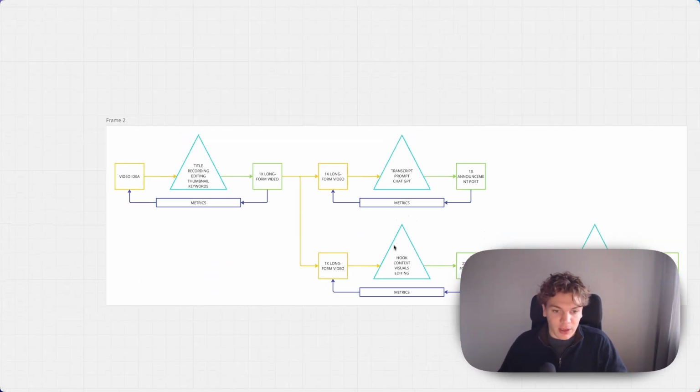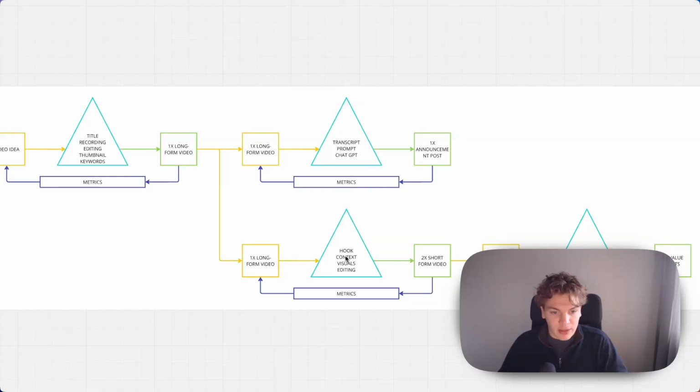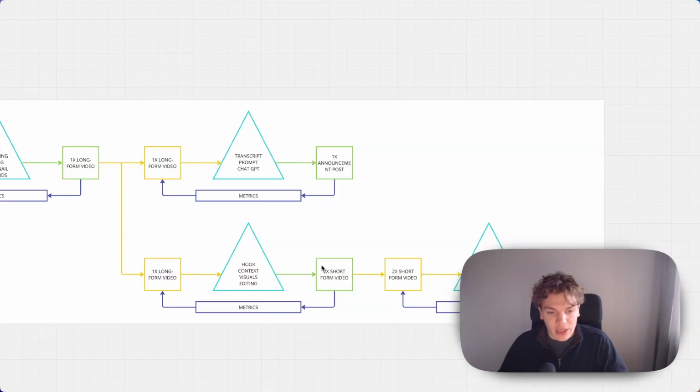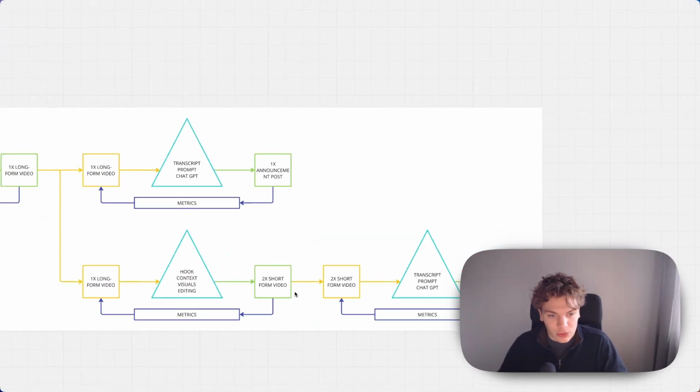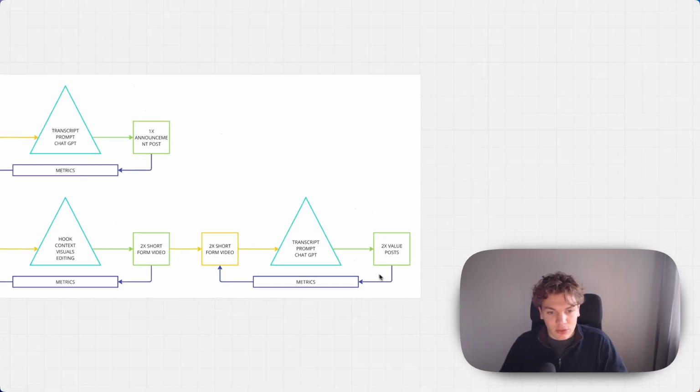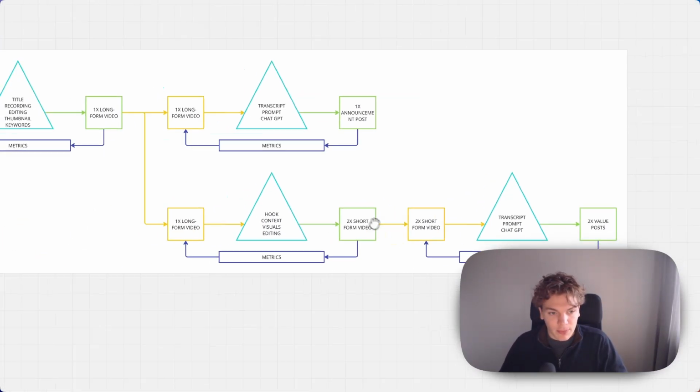So the beautiful thing here is that short form videos contain hook, context, visuals, editing, right? They have the hook and context. So when we download the transcript of those videos, then it's super simple to create a prompt and have AI generate 2 value posts, right?